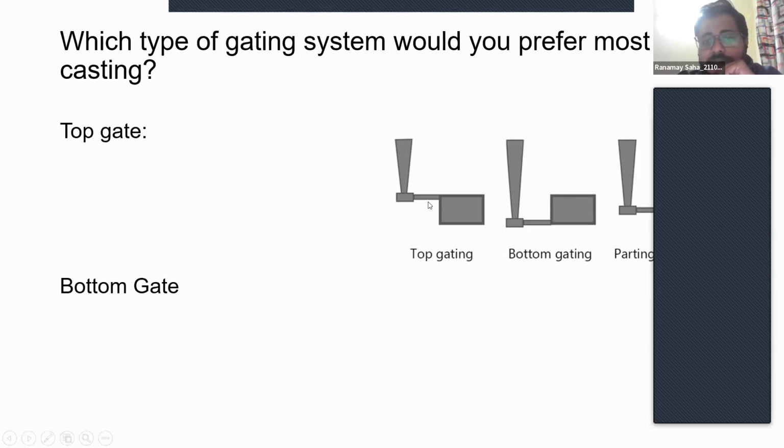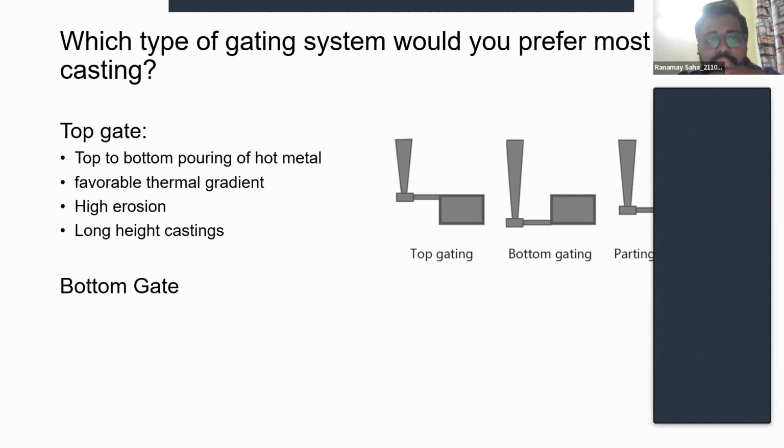So this is called top gating, where you put the material from the top. Bottom gating means the metal comes down from the top, reaches the bottom, and then goes bottom up towards the top of the casting. Now the issue is there are some problems related to bottom gating also. So we cannot directly use bottom gating always.